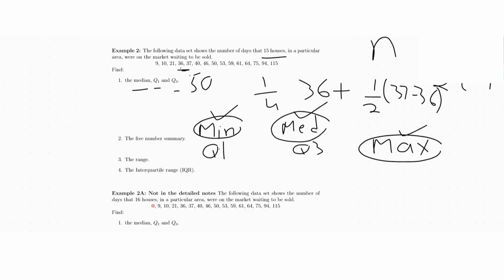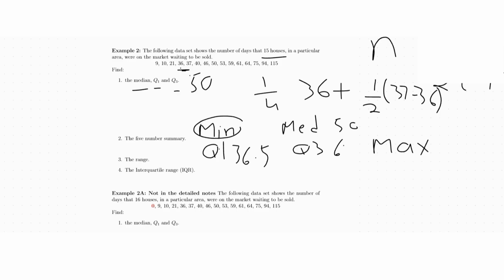So we already found the median. Median was 50. We already found the quartiles. We got it as how much? 36.5 and what's the other one? 62 something, right? 62.5. So the only other two things you need to add are minima and maxima. So what is that going to be? The minimum is going to be 9 and the maximum is going to be 115.